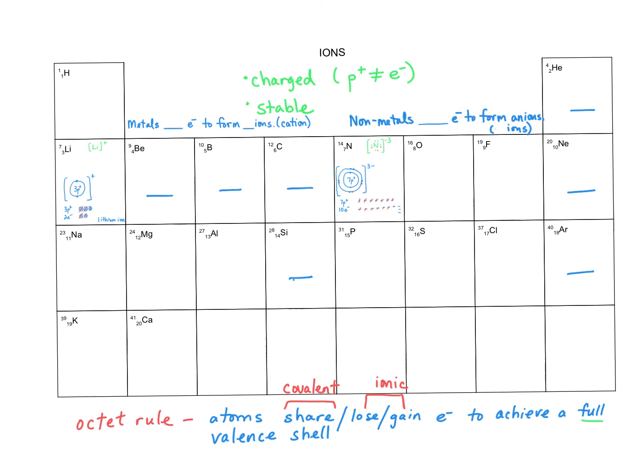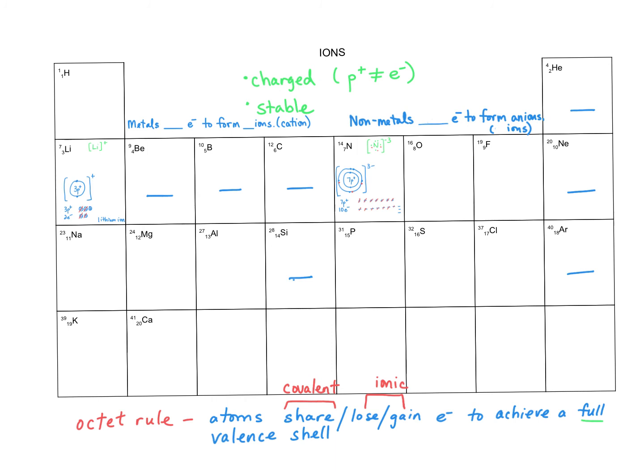So what I'm asking you to do then is to complete the diagrams, both Bohr-Rutherford and Lewis, for the ions of the elements that I did not put a line through. Okay, so you have a few to do there.